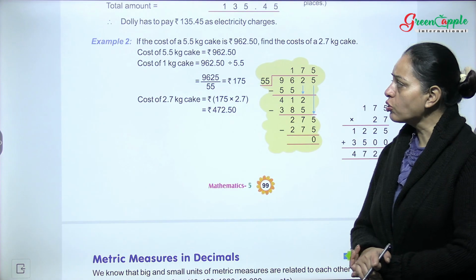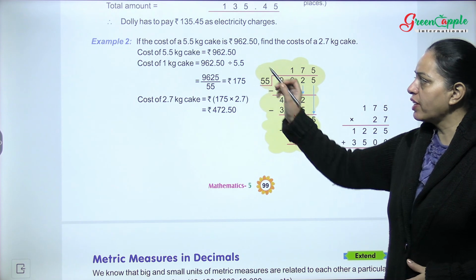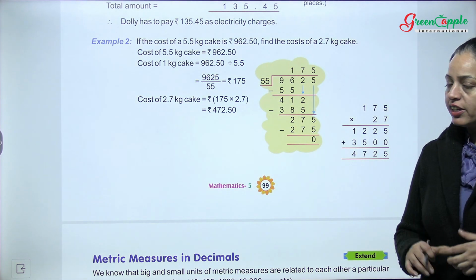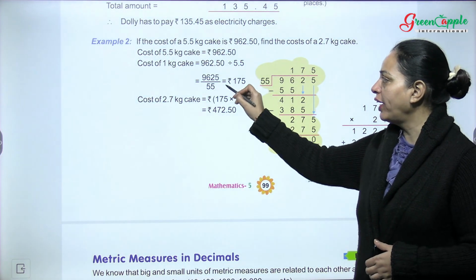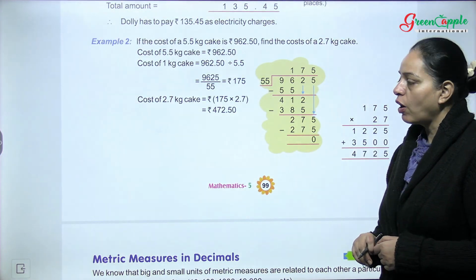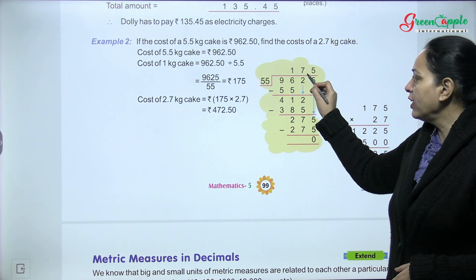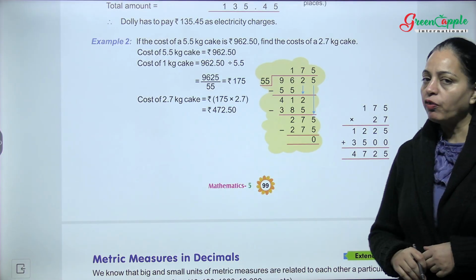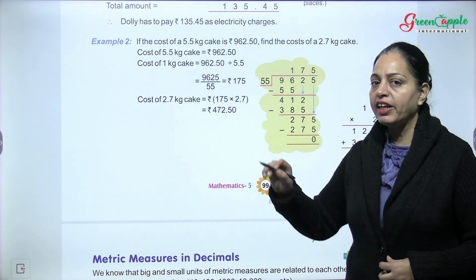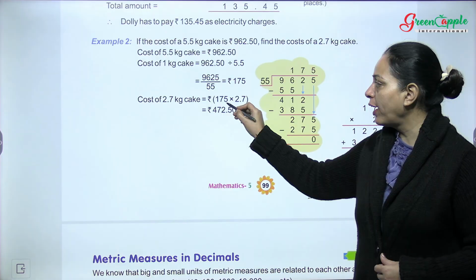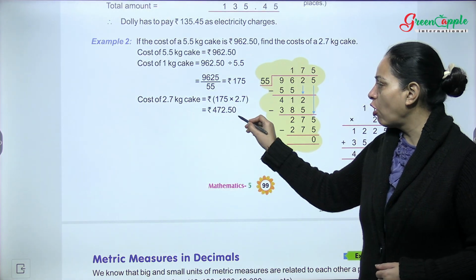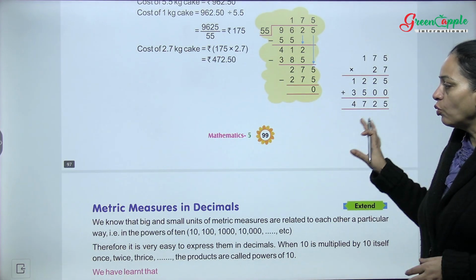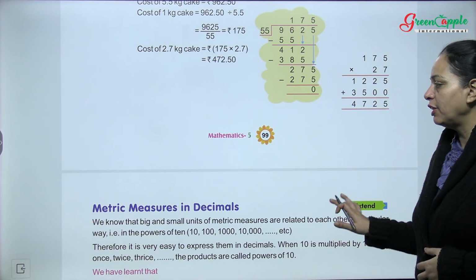So now the next is some more examples. Like here, the cost of 5.5 kg cake is rupees 962.50. So first find the cost of 1 kg cake. It would be less, so we will divide both. So you know very well how to divide it. So you are getting rupees 175. Now we have to find the cost of 2.7 kg cake. It would be more, so multiply by 175. So now multiplication. So this is the answer. So in this question you have to do division and then multiplication.